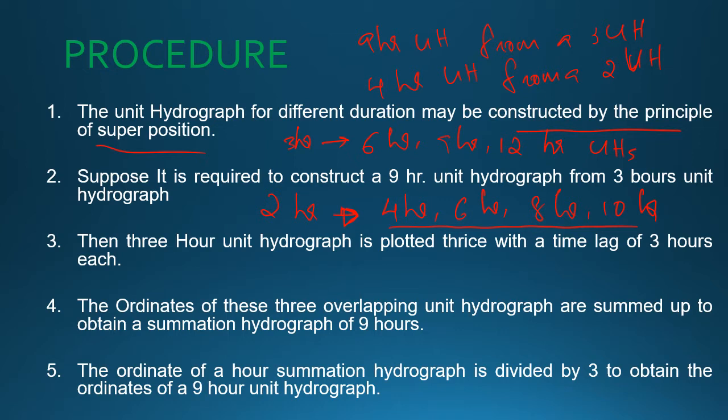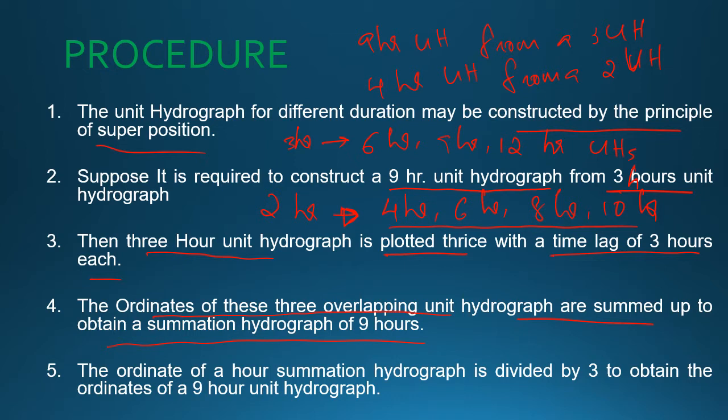Now, let us consider an example where we have to find a 9-hour unit hydrograph from a 3-hour unit hydrograph. For that, the 3-hour unit hydrograph is plotted thrice, each with a lag time of 3 hours. We will see it as a graph in the numerical problem. Now let us finish the procedure. The ordinates of these 3 overlapping unit hydrographs are summed up to obtain a summation hydrograph of 9 hours.